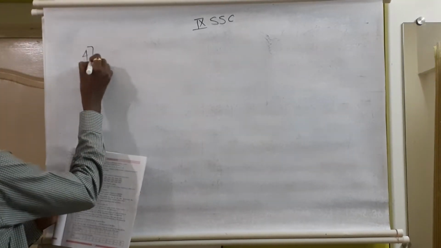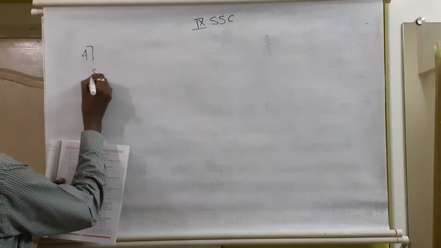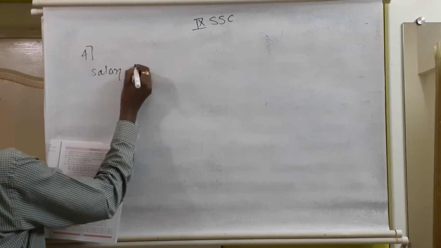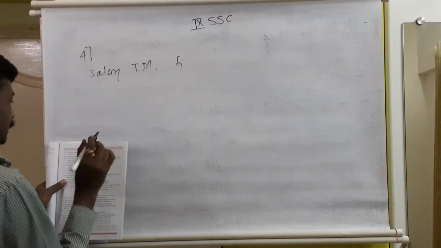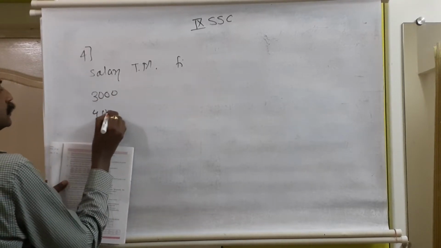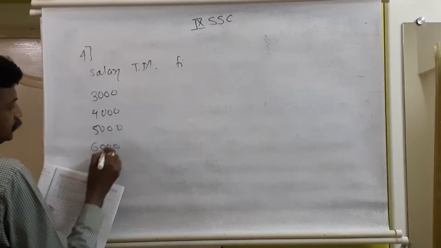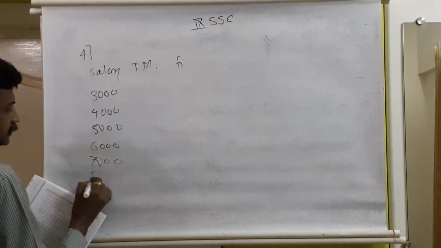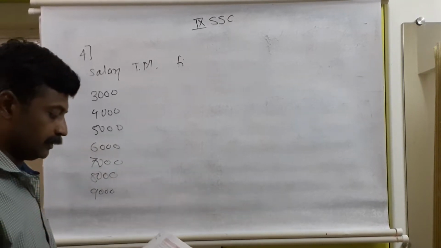For question number 4, we will make a table with columns salary, tally marks, and frequency. The minimum salary is 3000, then 4000, 5000, 6000, 7000, 8000, and the last one is 9000. So one by one we'll go.